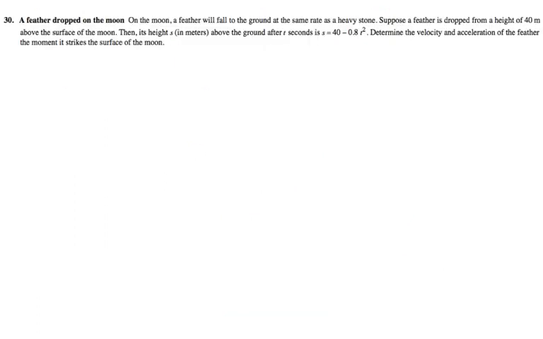Here, this is from section 3.6 in the book. A feather is dropped on the moon. On the moon, a feather will fall to the ground at the same rate as a heavy stone. Suppose a feather is dropped from a height of 40 meters above the surface of the moon. Then its height above the ground is given by s equals 40 minus 0.8t squared. From that, we want to determine the velocity and acceleration of the feather the moment it strikes the surface of the moon.